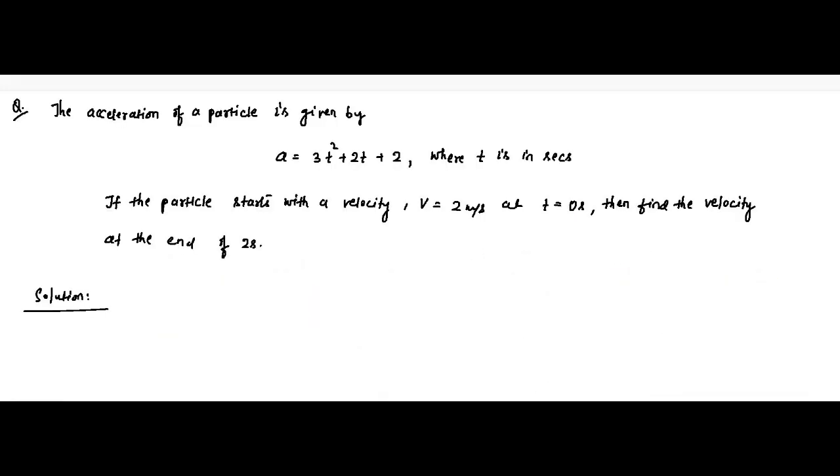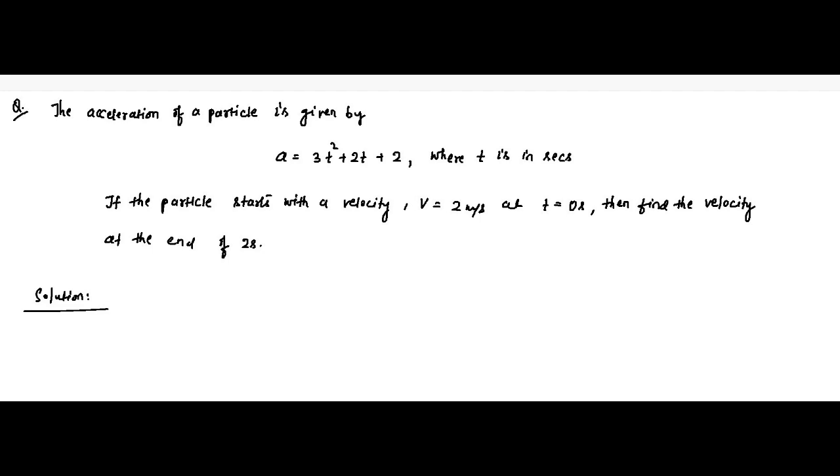So here is another question. It is given that the acceleration of a particle is given by a equal to 3t square plus 2t plus 2, unit is meters per second square obviously, where t is in seconds. And it has been given that the particle starts with an initial velocity of v equal to 2 meters per second at t equals 0 seconds, that is the initial velocity. Then find the velocity at the end of 2 seconds.